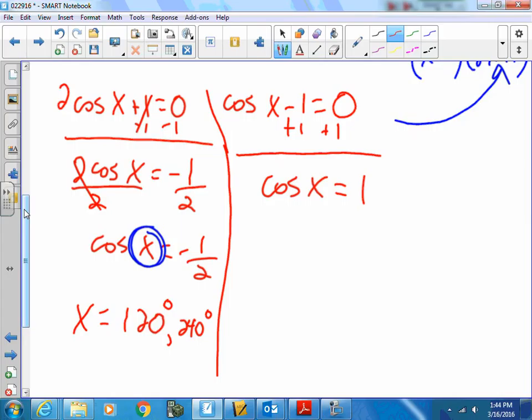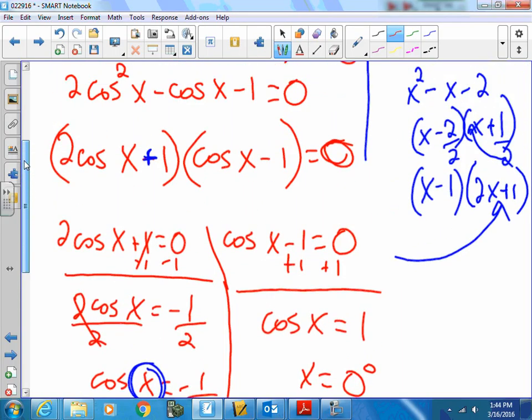Now we're looking at this other side. So the cosine of what gives me 1? Well, as I look at my unit circle, the only value that gives you 1 for cosine is going to be 0 degrees. You don't want to put 360, so x is equal to 0 degrees.